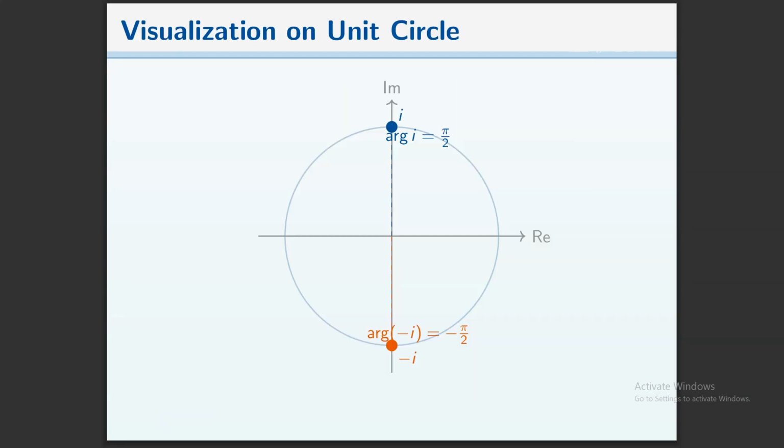Here also, we can see the visualization of i to the i and minus i to the minus i on the unit circle. We can see they have a magnitude of 1 but different arguments. For i to the i, the argument is pi over 2, but for minus i to the minus i, the argument is minus pi over 2.